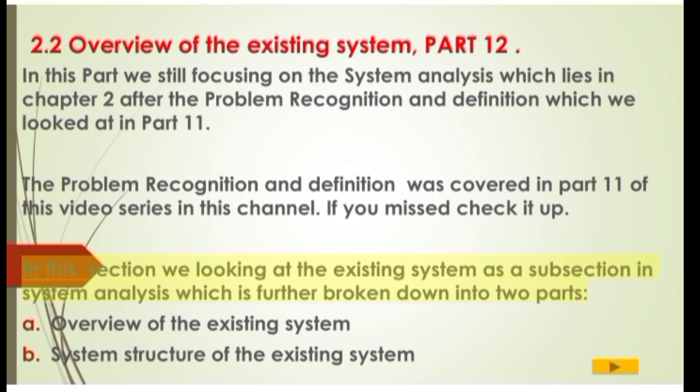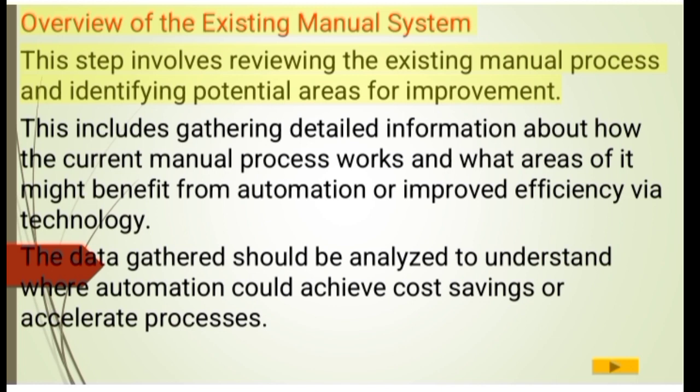In this section we are looking at the existing system as a subsection in system analysis, which is further broken down into two parts. A. Overview of the existing system. B. System structure of the existing system. Overview of the existing manual system.